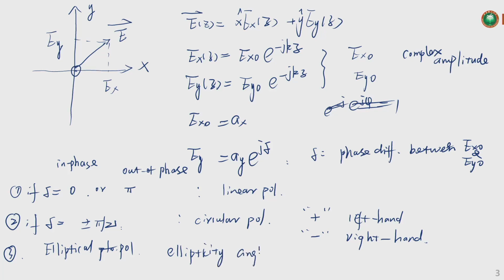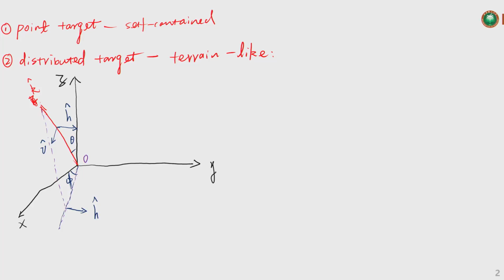Ellipticity angle, and we call it chi. The chi is related to the axis of the ellipse. Also, we define an auxiliary angle, tangent alpha naught. We're going to use it now. Then we come back to this figure here. The first thing is we define the V component and H component.